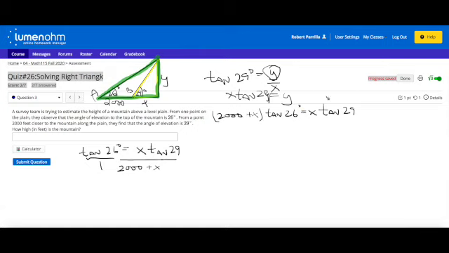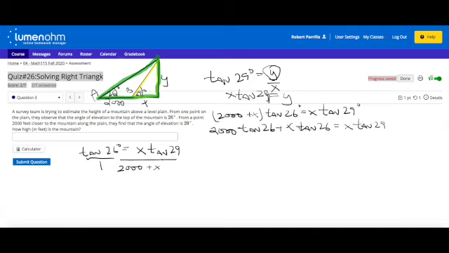And you know what I haven't been doing? I haven't been using the degree symbols, but I hope you just understand that it's there. Distributive property. This looks a lot like prior work that we've done before. 2,000 tangent of 26 plus x tangent of 26 is equal to x tangent of 29. Now we're getting closer.